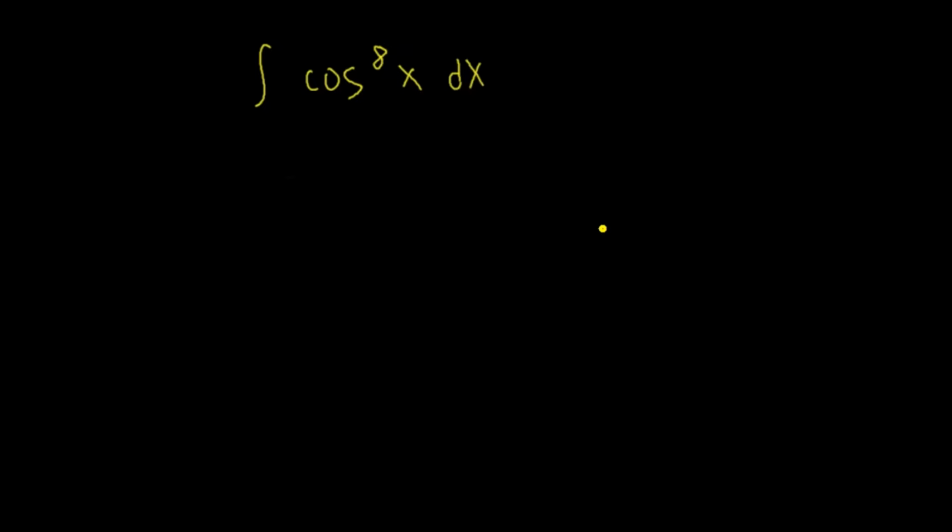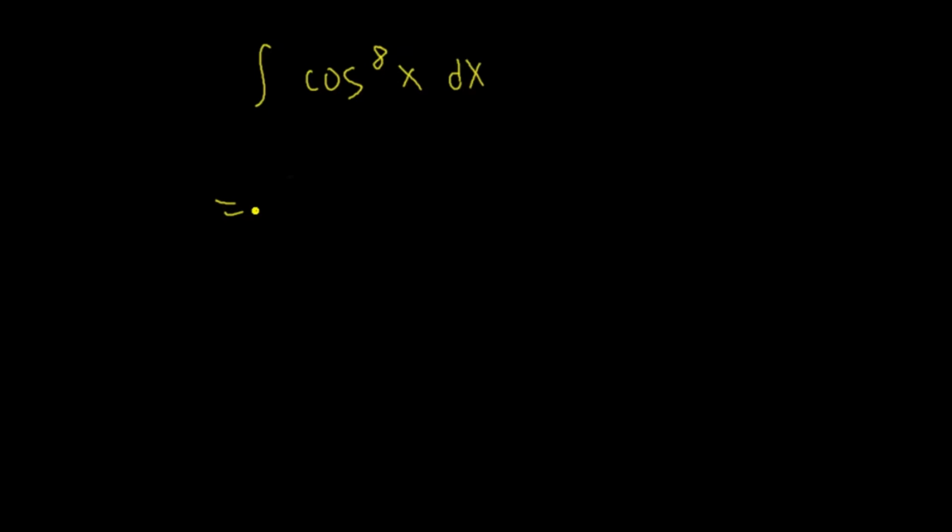In this video, I will integrate cosine to the power of 8 x dx. Now, first of all, looking at the exponent here, it's an even number. That means it's more complicated to integrate than an integral with an odd number here, because I cannot take out a cosine of x here, so I cannot really use substitution.